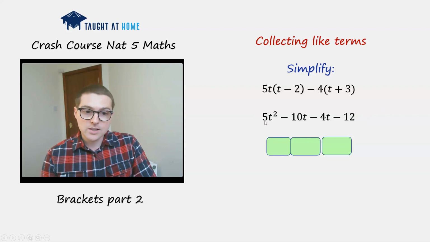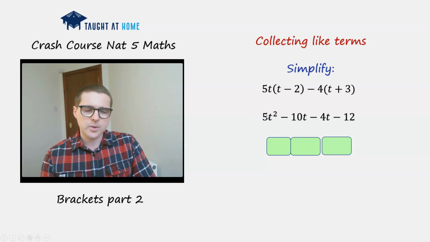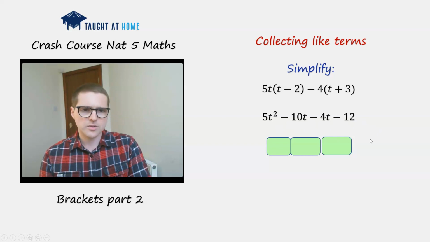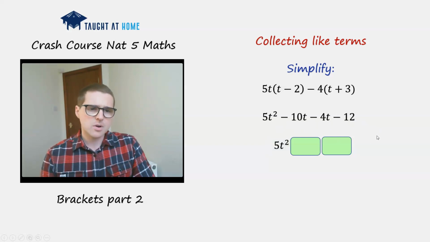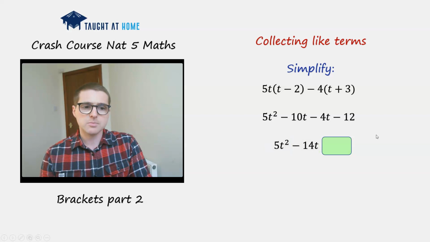Okay, so we can see that this has already been collected. So we've got the t squared value here, we've got the t's in the middle, and we've got the constant here. So what we can do is simplify this. So we've got 5t squared minus 10t minus 4t is minus 14t minus 12.